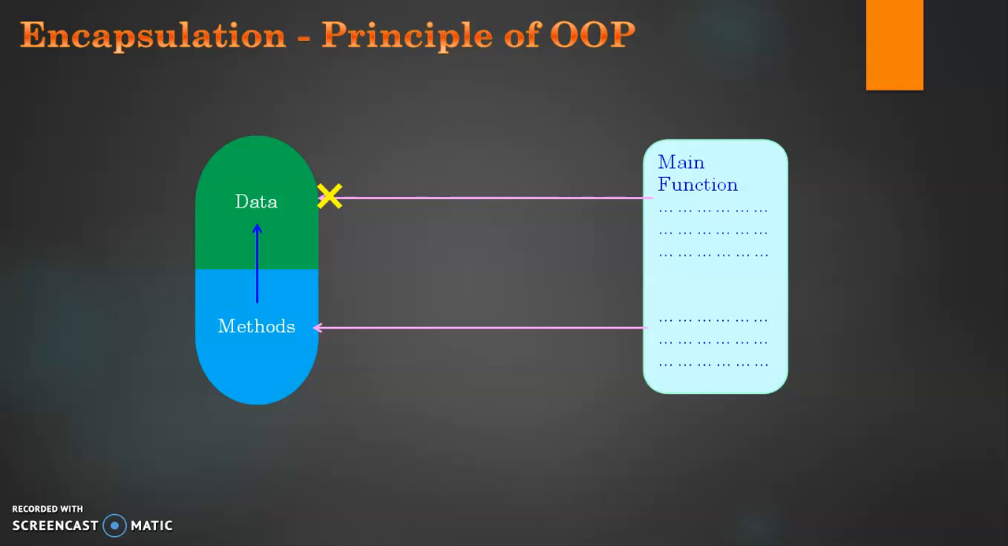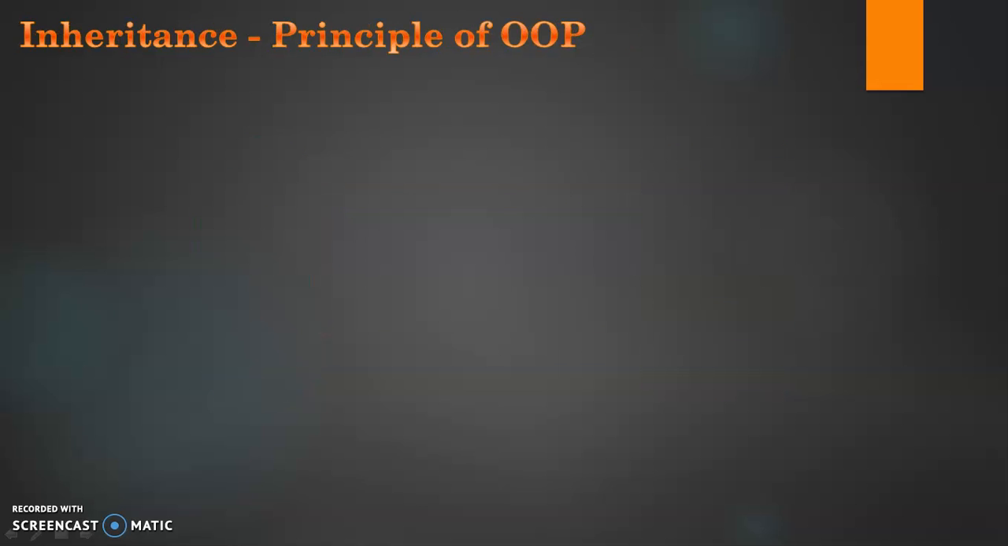Now the next principle of object-oriented programming is inheritance. Now, first of all, what is inheritance? Inheritance is a mechanism in which one class acquires the features of another class. The class that is inherited is known as the superclass or base class or parent class, and the one that inherits from the base is known as the subclass or derived class or the target.